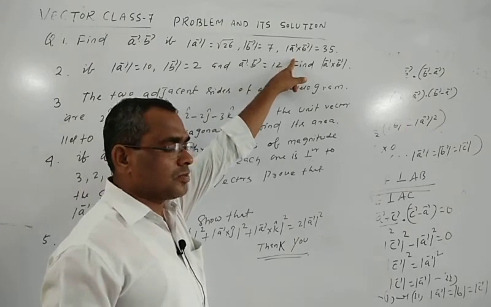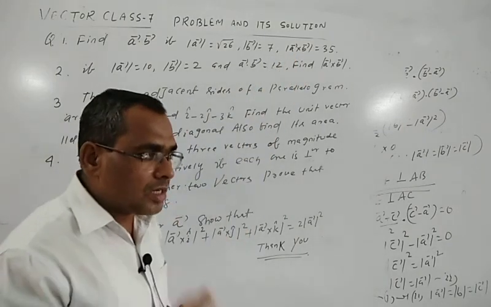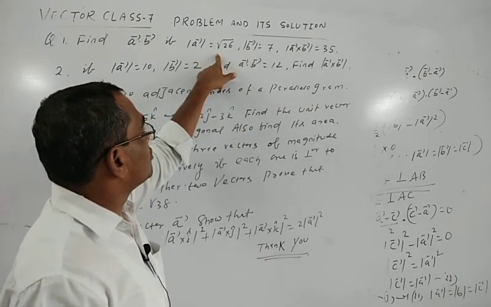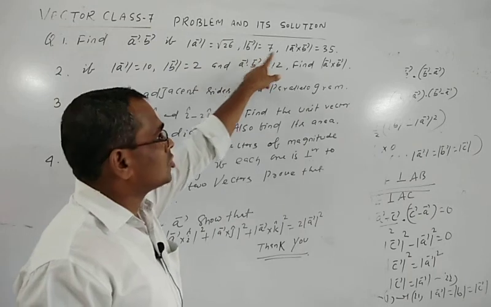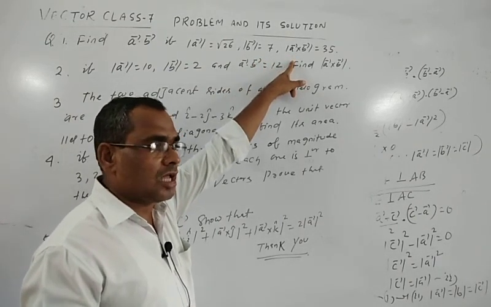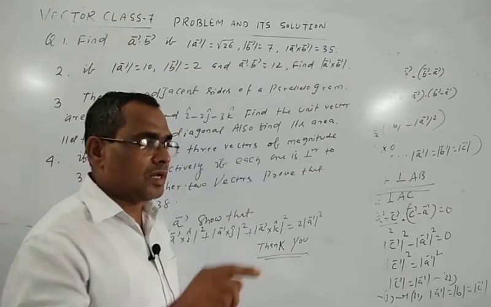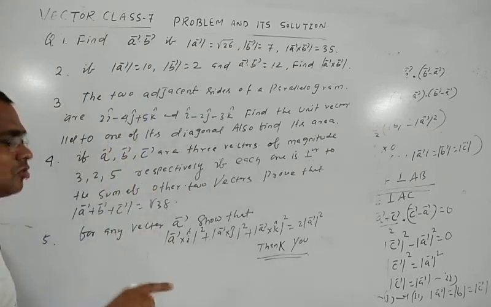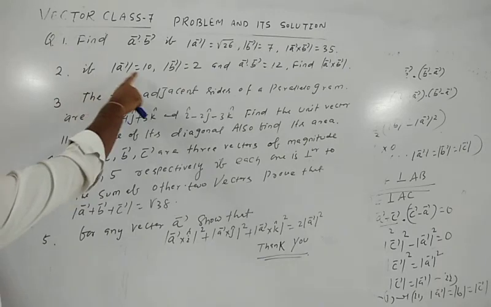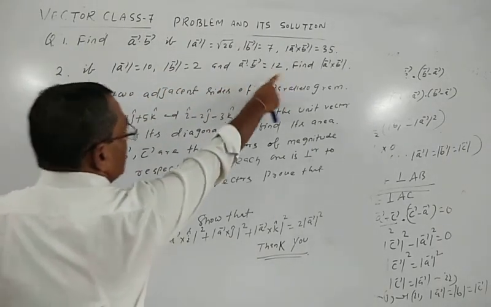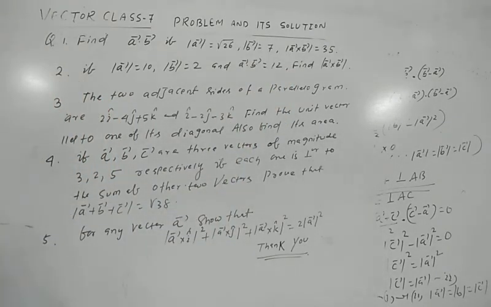A vector cross B vector magnitude means A vector magnitude, B vector magnitude, sin theta equal to 35. Substitute the values of A vector and B vector, and calculate sin theta. After sin theta, calculate cos theta, which is root over 1 minus sin square theta. Then A vector dot B vector equals A vector magnitude, B vector magnitude into cos theta. Okay. Next, A vector magnitude 10, B vector magnitude 2, A vector dot B vector is equal to 12. Then find A vector cross B vector magnitude.